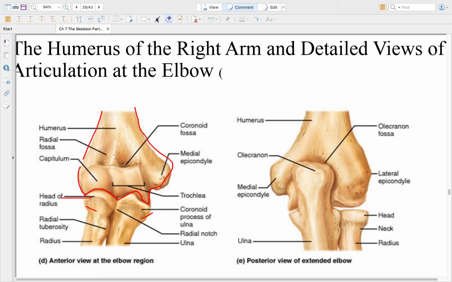And the radius has a perfect circular head. Makes a perfect circle. And a good way to remember the radius bone is if you look at it and you see that perfect circle. Remember, half of a circle, half the diameter of a circle is radius. Let me try to do a better circle. There we go. Okay, remember, half.